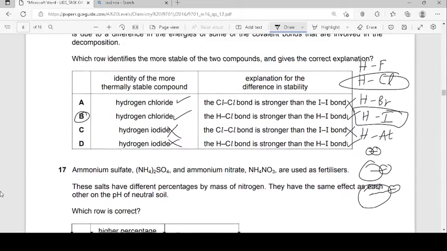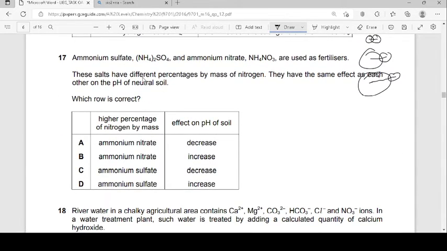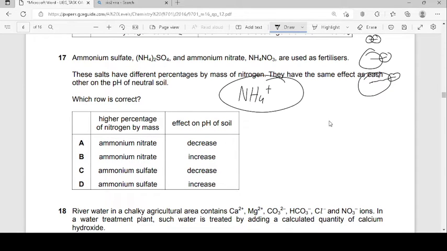Absolutely amazing. Now, ammonium sulfate, (NH4)2SO4, and ammonium nitrate, NH4NO3, are used as fertilizers. These salts have different percentages by mass of nitrogen. They have the same effect as each other on the pH of neutral soil. Which row is correct? Well, both of them contain NH4+, do they not? Like NH3, it's a base, right?